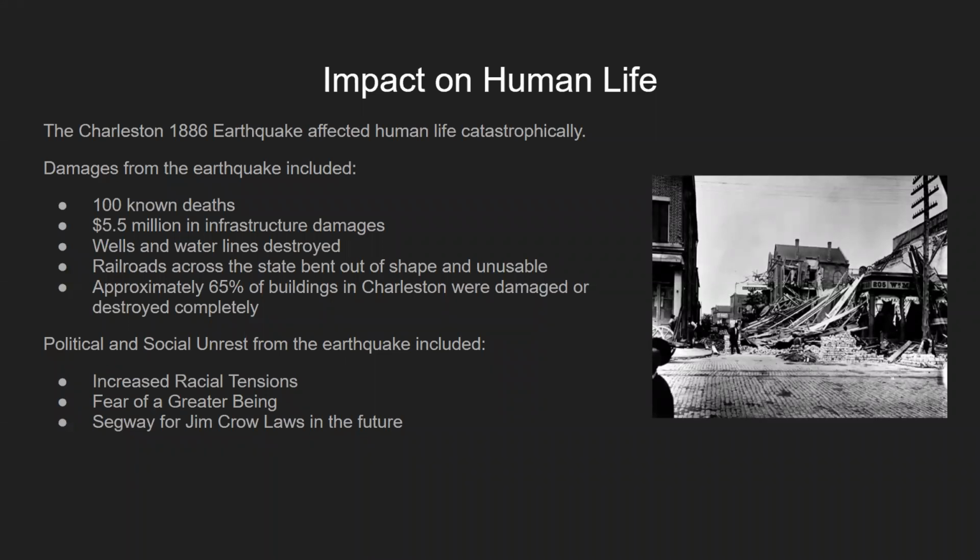So this earthquake had a very interesting impact on human life. It consisted of a lot of damages, including 100 known deaths, 5.5 million in infrastructure damages, wells and water lines were destroyed, and many other things that happened during the time. And for political and social unrest, it caused a lot of racial tensions, and it led to the growth of Jim Crow laws in the future. So it was rough on a lot of different times.